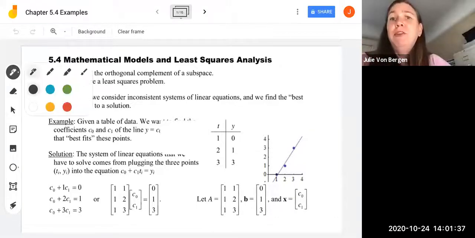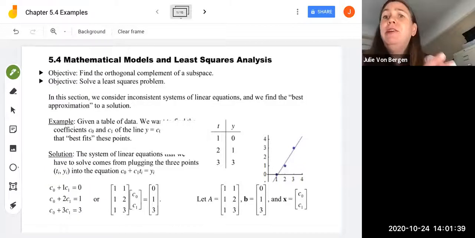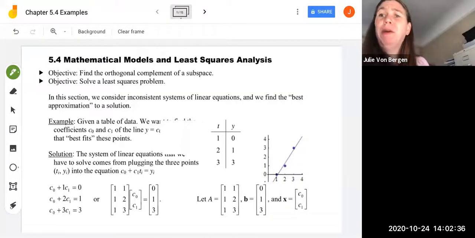I am first, in this video, going to introduce the least squares problem because that's going to help us build our understanding of the orthogonal complement. And then in the second video, we'll see how to solve a least squares problem. So in this section, we are considering inconsistent systems of linear equations, and we find the best approximation to a solution. Now, remember back from Chapter 1, when we say inconsistent, we're talking about a linear system that has no solution. So we are going to try to best approximate a solution because this is what happens with real data much of the time.